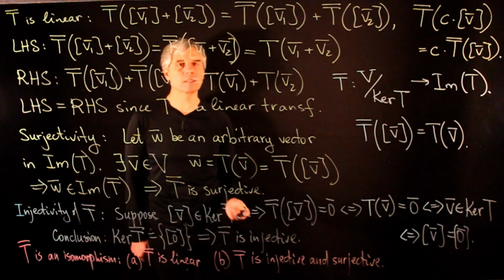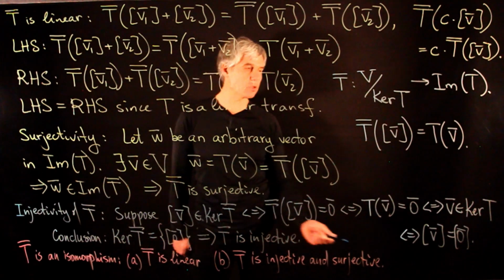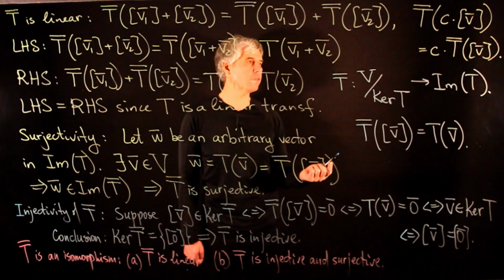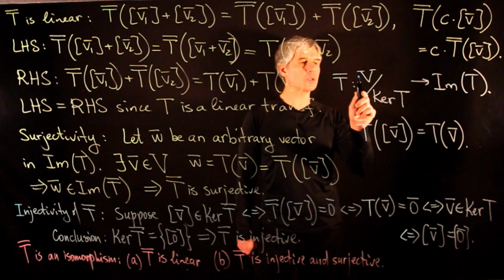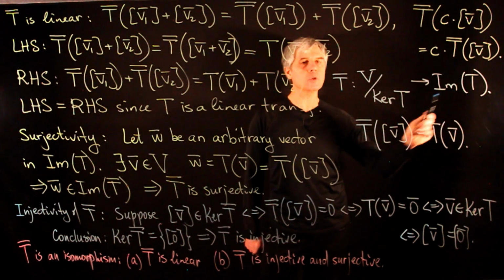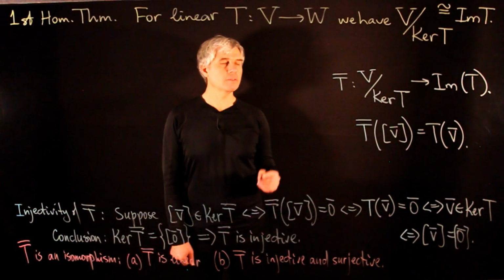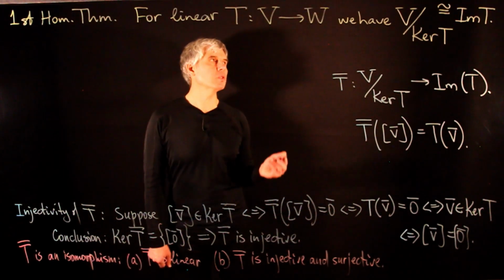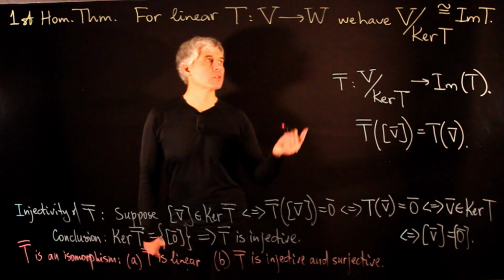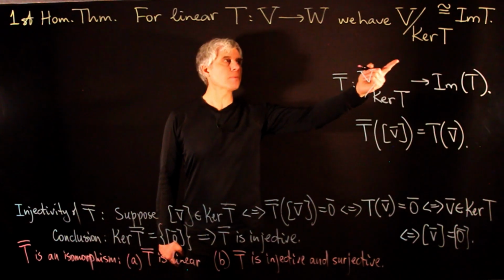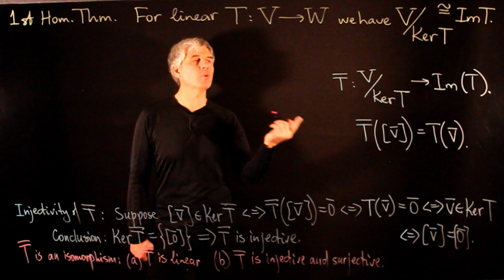So we proved that T bar is well defined, it's linear, and it's injective and surjective. Thus, it's an isomorphism, and this tells us that these two vector spaces, the quotient of V by the kernel of T and the image of T, are isomorphic. In the finite dimensional setting, we know that two vector spaces are isomorphic whenever their dimensions are equal. So we see that the first homomorphism theorem in this setting is compatible with our rank nullity formula.